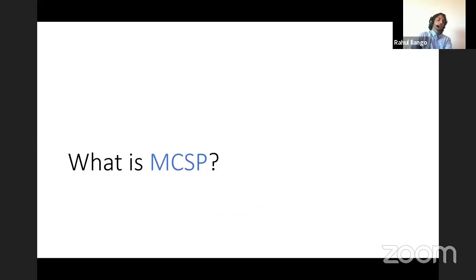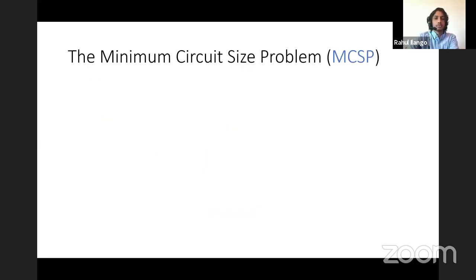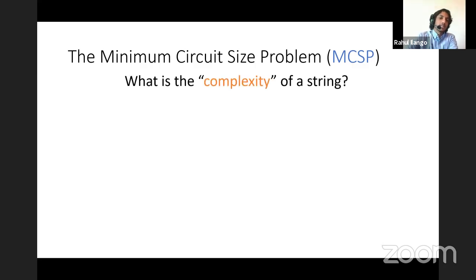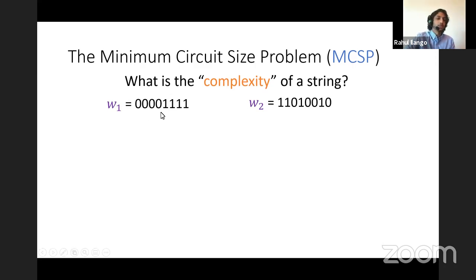All right, so what is MCSP, or the minimum circuit size problem? The context MCSP comes from is asking: what is the complexity of a string? Here you have two strings. This string is very ordered: the first half of the string is 0s, the second half is 1s. And here's a string I got from random.org. It doesn't seem to have any specific pattern. It's intuitive to us to say this string has low complexity, and this string seems to have not very much order, but how can we formalize that?